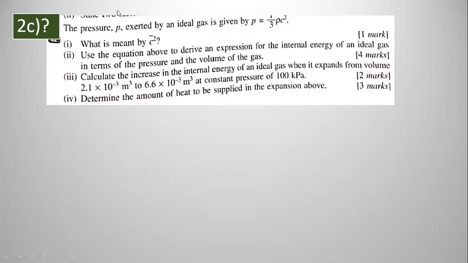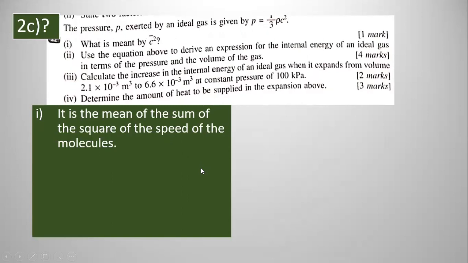I think there's something wrong. Pressure exerted by an ideal gas is given by the formula there, and they ask you the meaning. So you just tell them. Use the equation to derive the expression for internal energy of an ideal gas in terms of pressure. From here, you should be able to change the density to total mass. m is the mass of a molecule, and internal energy is just your total kinetic energy. So it's N, the number of molecules, times m and c square.